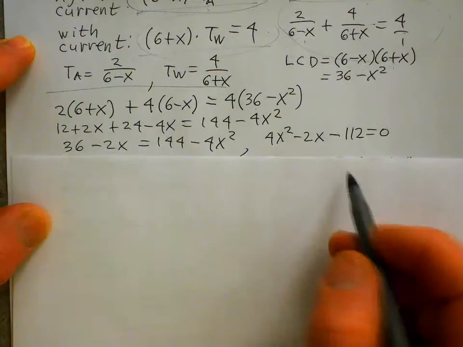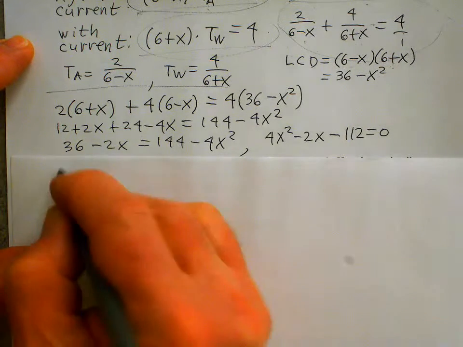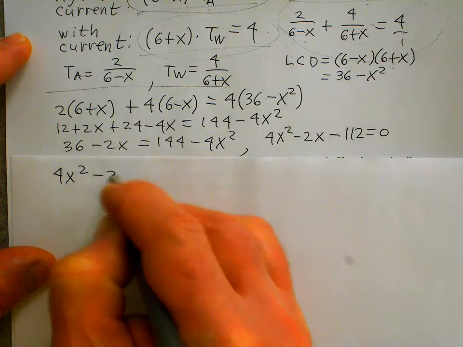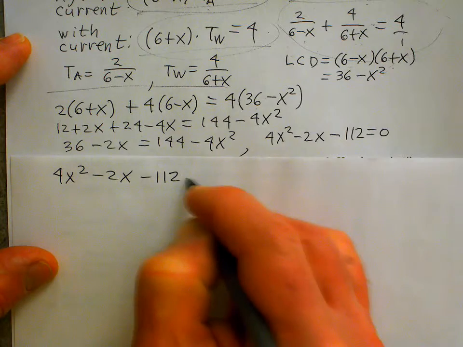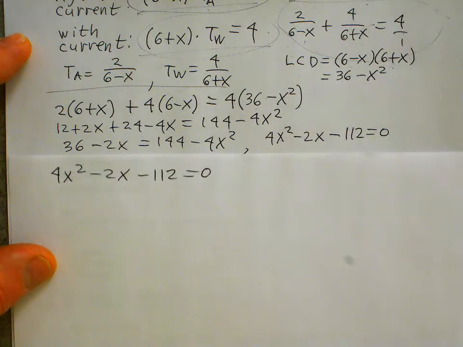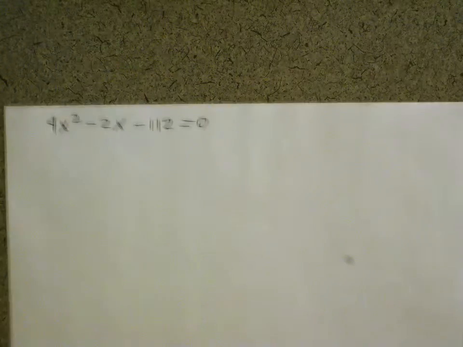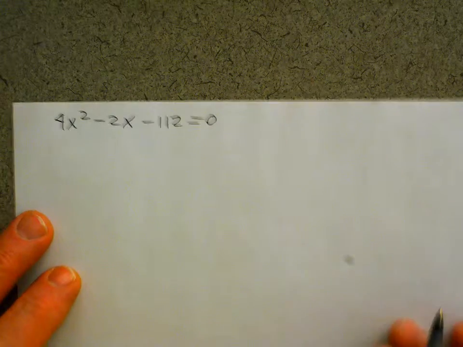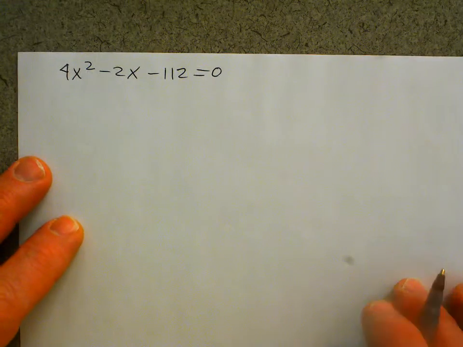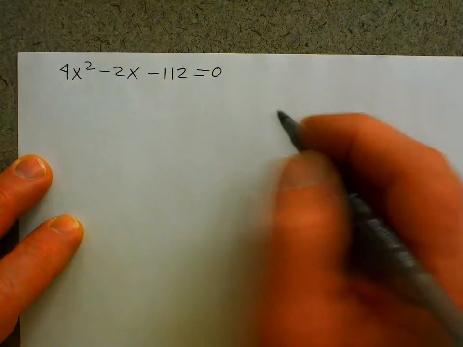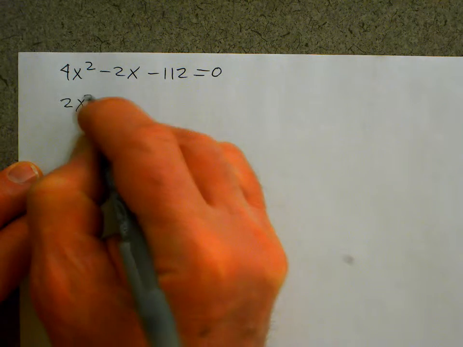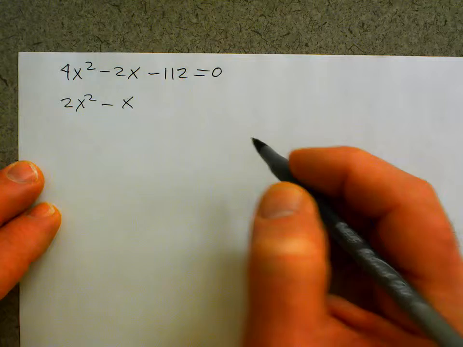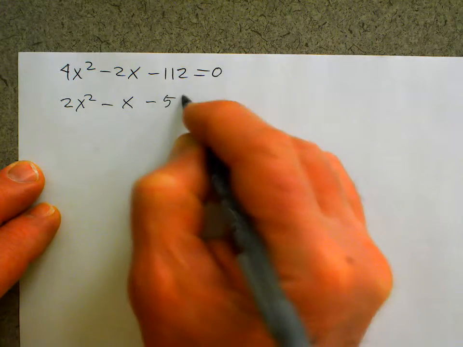We'll solve 4x squared minus 2x minus 112 equals 0. The first thing we can do is divide every term on both sides by 2. Since 2 is a common factor of everything, divide everything on both sides by 2. We get 2x squared minus x minus 56 equals 0.